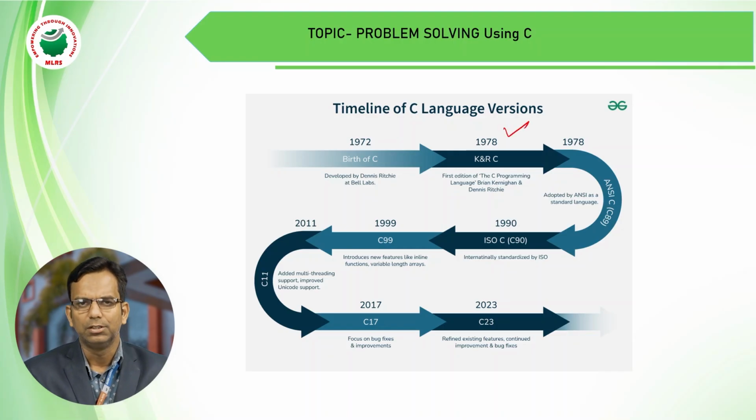Most of the students and most of the people know that C was invented in the year 1972 by Dennis Ritchie. But there were some changes in the development. In the year 1978, the first edition came into existence for the C program code. And in 1978, you see here, ANSI C. ANSI is the American National Standards Institute. This institute adopted the standardization of the C language, and ANSI C was implemented in the year 1978.